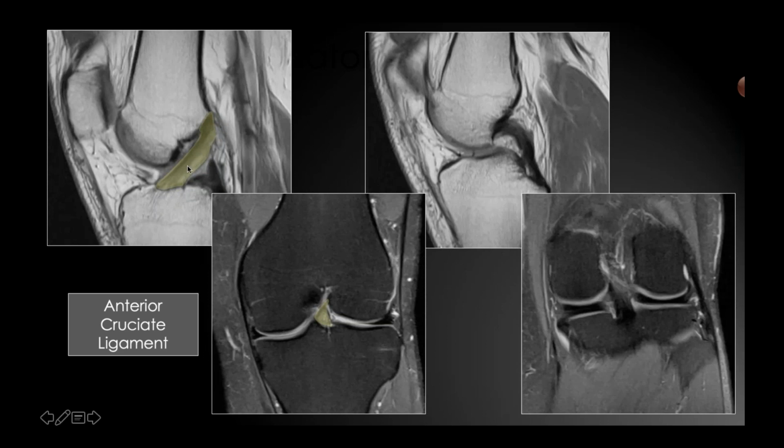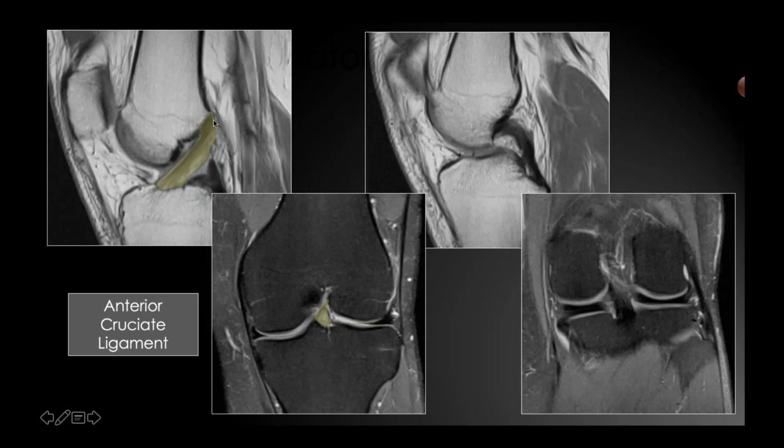The anterior cruciate ligament is one of the major stabilizers of the knee. I know you've heard about it. We can see it coursing along from the posterior aspect of the distal femur to the tibial tubercles here. It should parallel what we call Blumensaat's line.